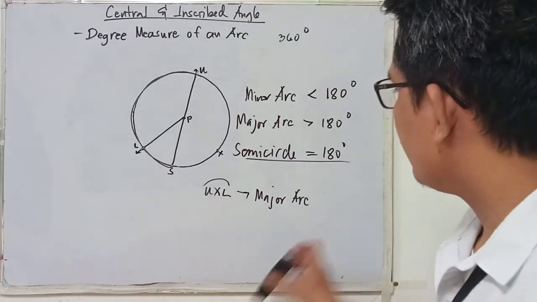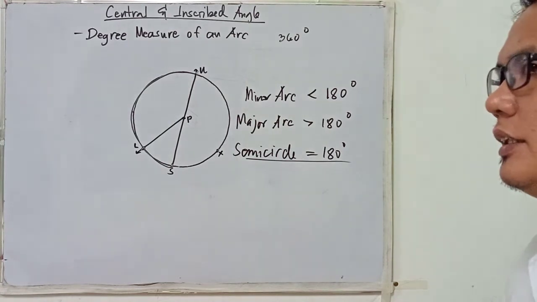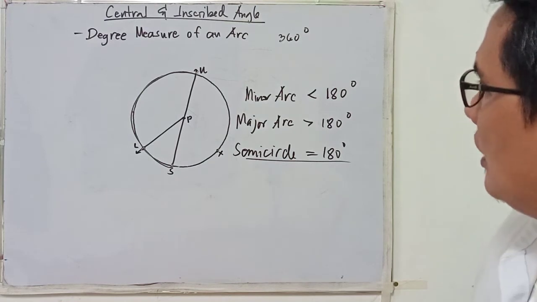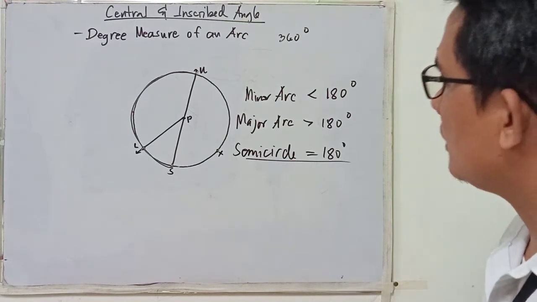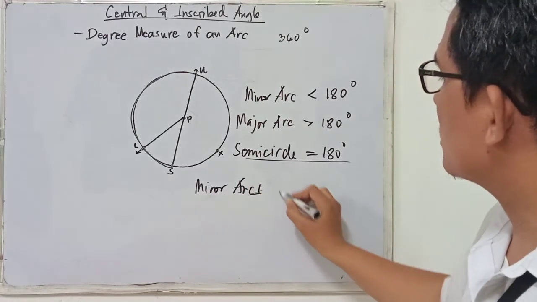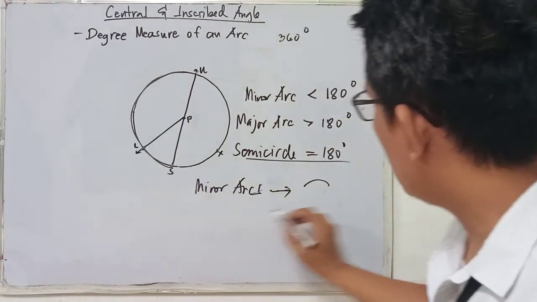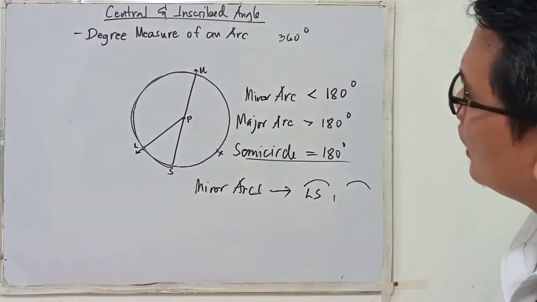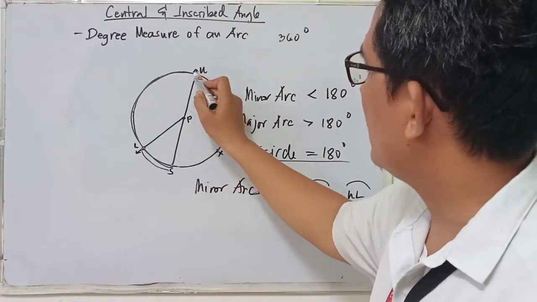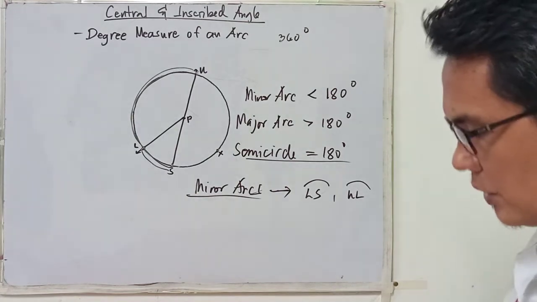Minor arc. A minor arc is an arc that is less than 180 degrees, so it is less than the semicircle. We have two minor arcs in this figure. What are the minor arcs? We have arc LS and arc UL. So we have arc LS here and arc UL, or arc LU. These are our minor arcs.